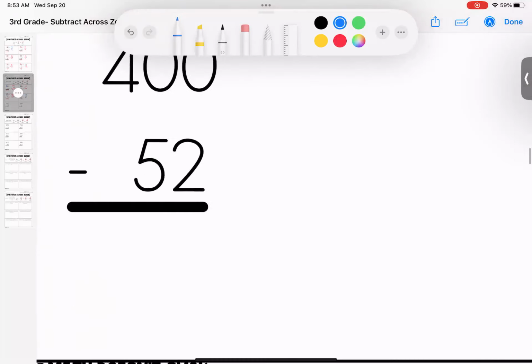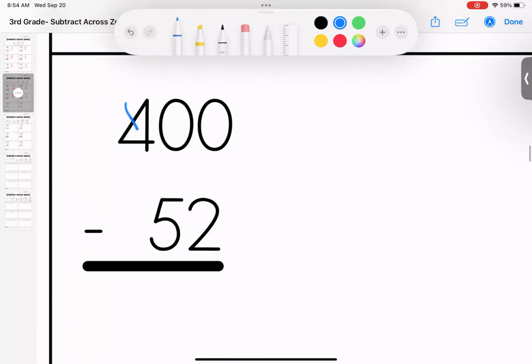2 more down here with the double borrow. 4 is a 3. 0 is a 10. 10 is a 9. 0 is a 10. Now everyone has what they need.